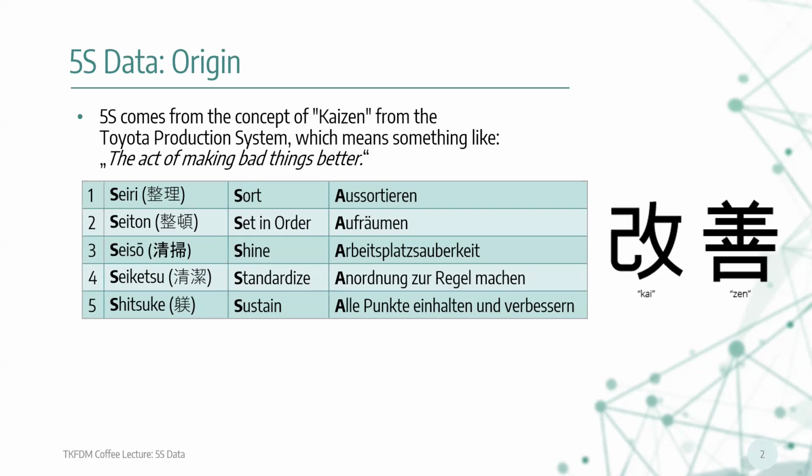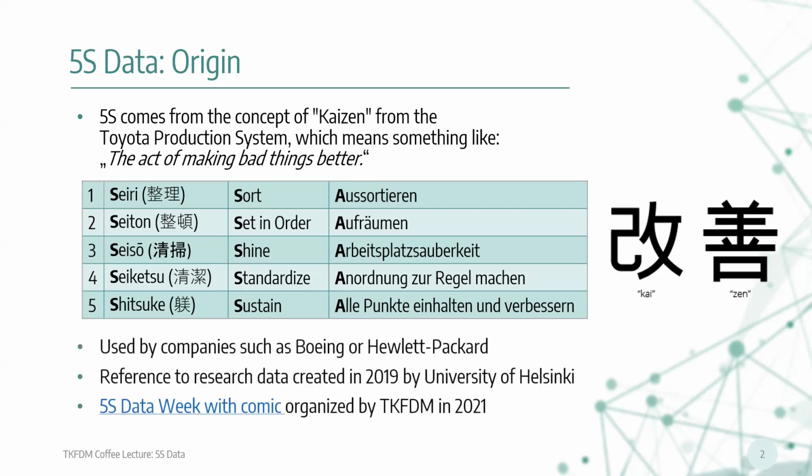And maybe when you are in Germany, you also find an equivalent with 5 A's. Here it's called Aussortieren, Aufräumen, Arbeitsplatz, Sauberkeit, Anordnung zur Regel machen, alle Punkte einhalten und verbessern, which sounds really German. These principles were not only used in Toyota, but also in other big companies like Boeing or HP.